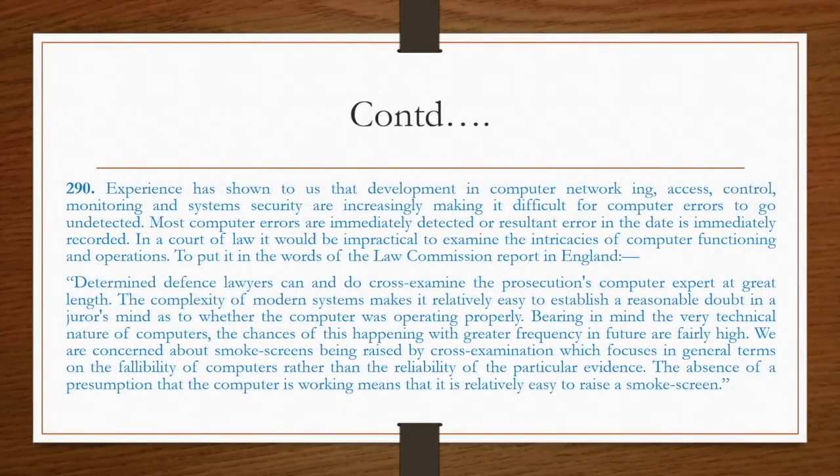The complexity of modern systems makes it relatively easy to establish a reasonable doubt in a juror's mind as to whether the computer was operating properly. Bearing in mind the very technical nature of computers, the chances of this happening with greater frequency in future are fairly high. We are concerned about a smoke screen being raised by cross-examinations which focus in general terms on the fallibility of computers rather than the reliability of the particular evidence. The absence of a presumption that the computer is working means that it is relatively easy to raise a smoke screen.